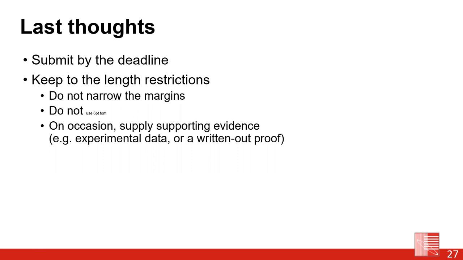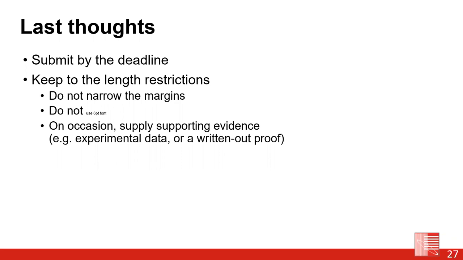Keep to the length restrictions. Don't narrow the margins. Don't use size 6 font or something. If they have some guidelines out there, try to follow them. I just got annoyed recently that we had this internal UCF paper writing process, and they gave us guidelines: don't use anything smaller than size 10 font. And everybody was throwing in size 6 font because they had to get everything on one page. I'm like, I can't see or read this. It gets really annoying. You have to follow the guidelines that are given. And you could go onto the conference tool for your conference to figure out what those guidelines are. On occasion, if you can supply supporting evidence, that just helps.